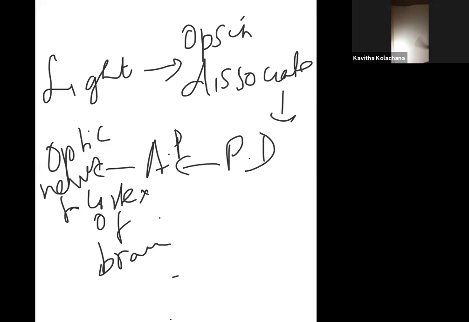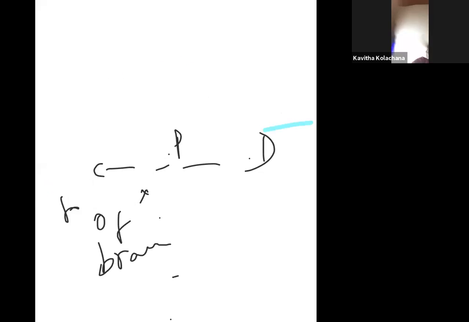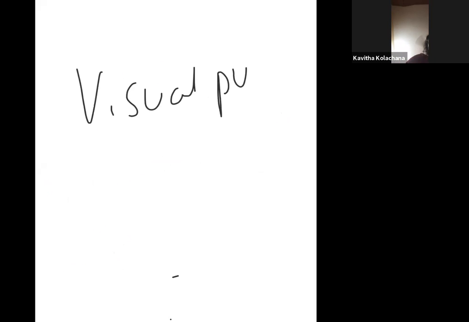Yeah, rhodopsin is present in which part of the pigment? That is rods, yeah. Is it not in the rods? Rods. Yeah. Right. Rodopsin is present in the rods. Then the main function of rhodopsin is, when light falls on the retina, rhodopsin, also called the visual purple. Another name for rhodopsin is visual purple.